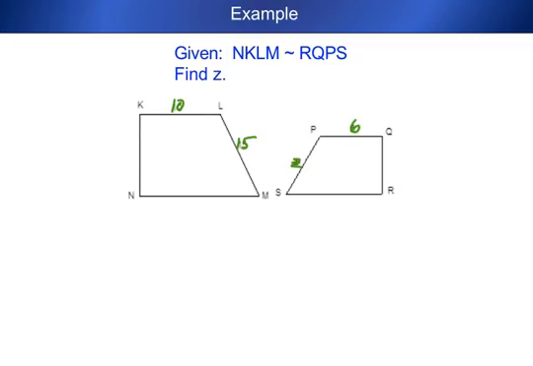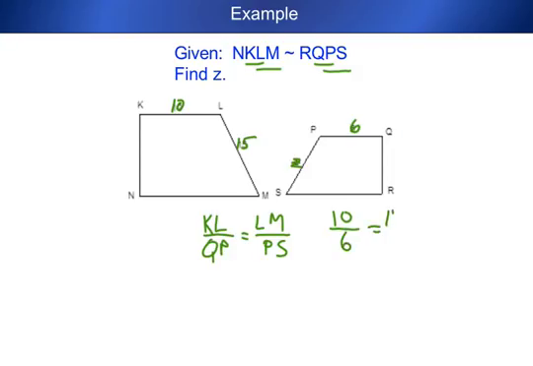So KL is to PQ as LM is to QR. And again, I get that just by looking at my similarity statement. So 10 is to 6 as 15 is to z. Now I can cross multiply and solve, or in this case, I think I'm going to simplify the 10 over 6 so that it is 5 over 3, and it makes my arithmetic a little bit easier.